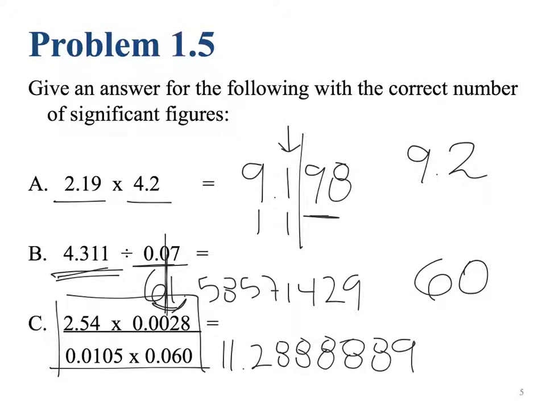We look at the number of sig figs. Here we have 3, 2, 3, 2. Our answer should have only 2. And the correct way will be 11.